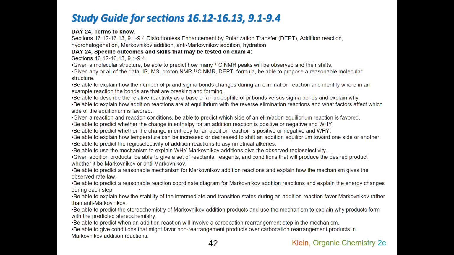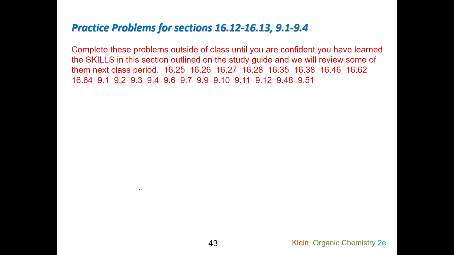Any questions about today's material? There's a lot of bullet points and plenty for you to practice related to both the carbon NMR and addition reactions.